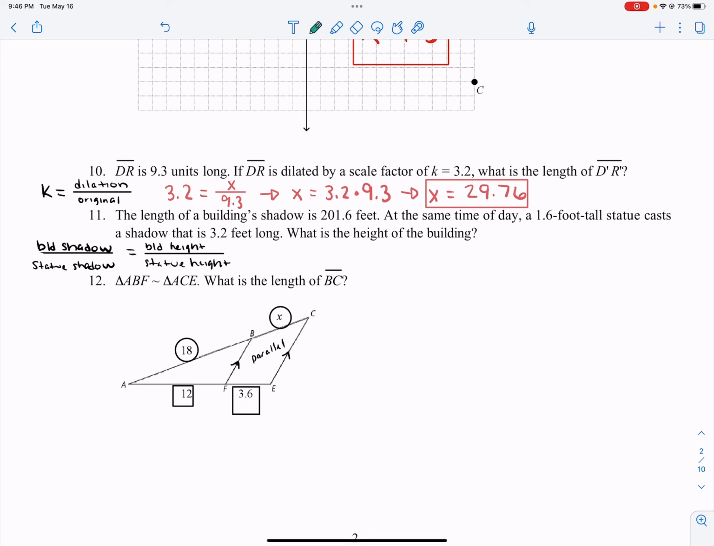So my building shadow, they gave me as 201.6. The statue shadow is 3.2. Then I have my equal sign. The building height is my X. That's what they're looking for. And then my statue height is 1.6. So this is when I cross multiply and divide. So I'm going to multiply 201.6 times 1.6 and then 3.2 times X.